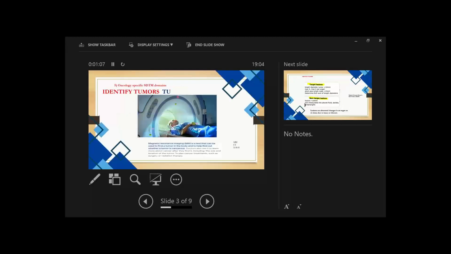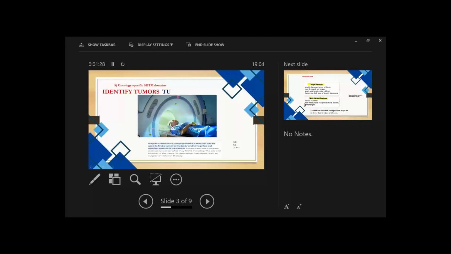So oncology specific SDTM domains are TU, TR and RS. These 3 data sets are mainly important for any oncology study. So what is the TU, TR, RS data set? I'll give an overview about this class. So TU is nothing but tumor identification.